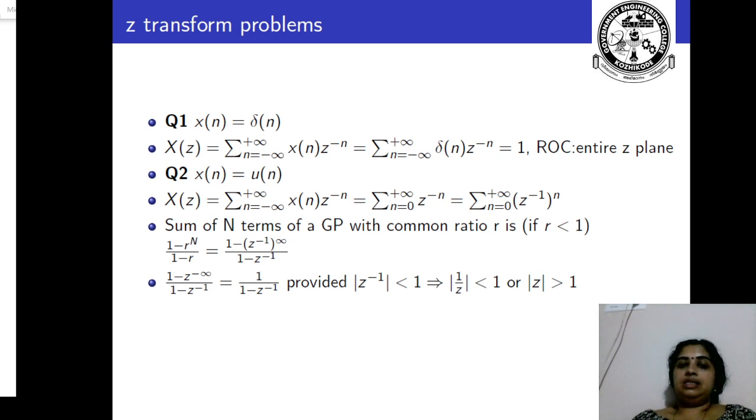Only if r is less than 1 can we use the sum expression as 1 minus r raised to n divided by 1 minus r. If r was greater than 1, what is the situation? The sum will be r raised to n minus 1 divided by r minus 1.